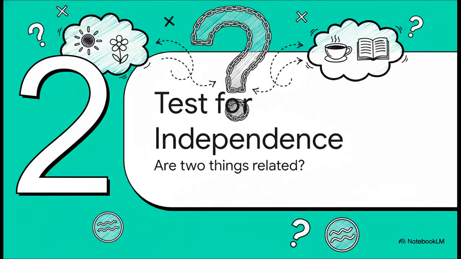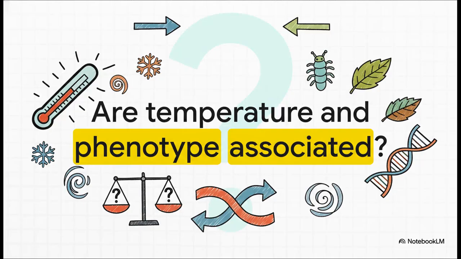Okay, so that was pretty cool, right? But the chi-square distribution has another awesome trick up its sleeve. It's called the test for independence. The question we're asking here is a little different. It's not about how well data fits a theory, it's about whether two completely different things are related to each other at all. So let's dream up a new experiment.